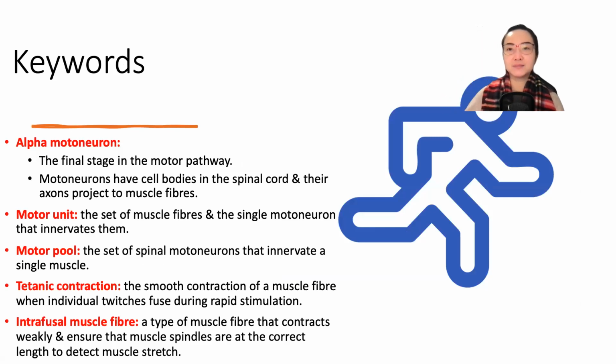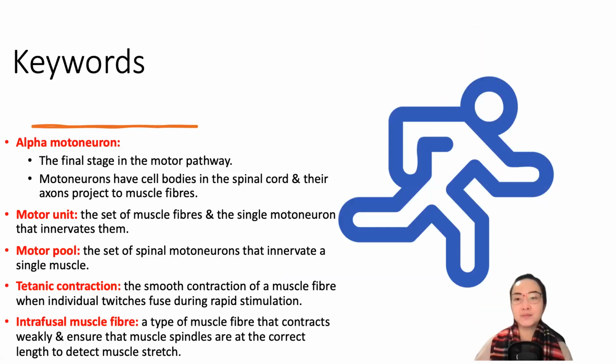Keywords. Alpha motor neuron. It's the final stage in the motor pathway. Motor neurons have cell bodies in the spinal cord, and their axons project to muscle fibers.